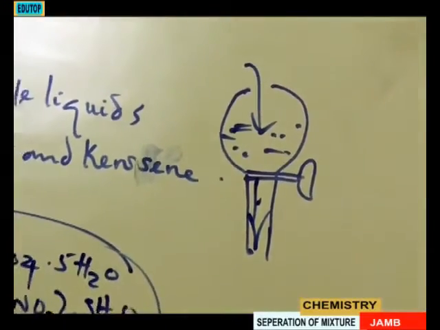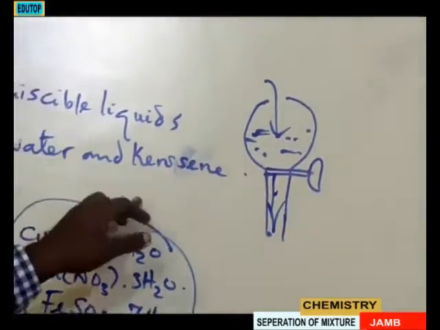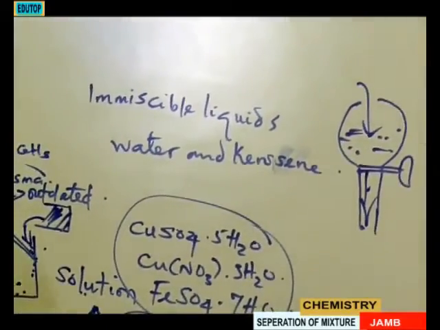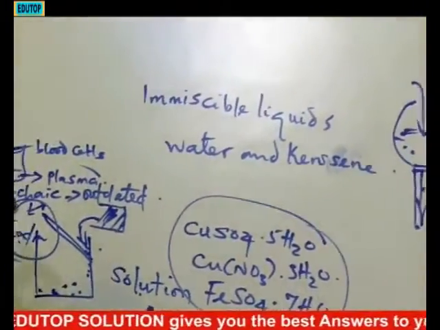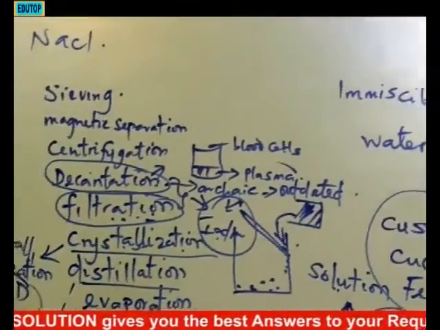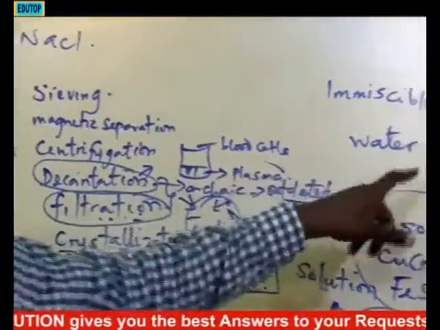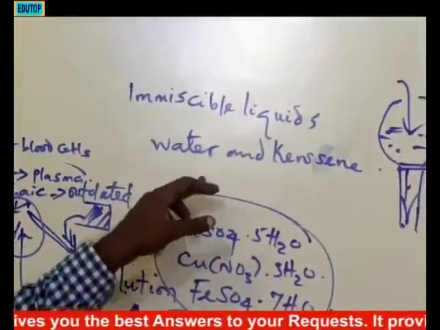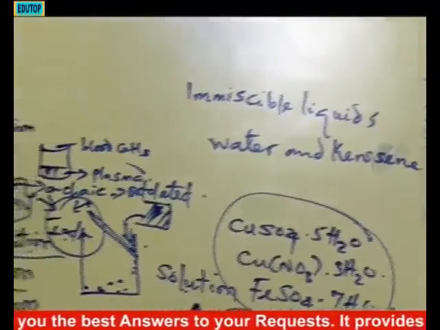So it separates two substances, two immiscible liquids, in order of their density. You can see every method has its own principle of separation, which is very important. Like in the case of separating funnel, it separates on the basis of what? Density. Take note of that.